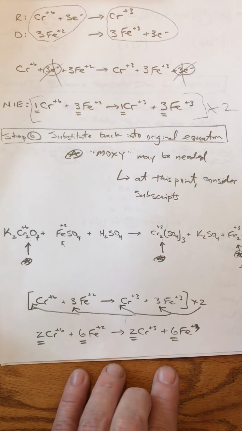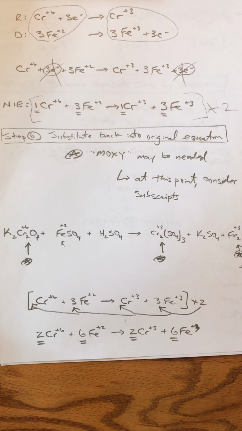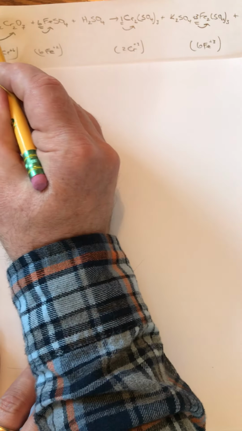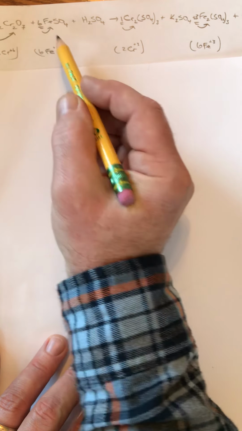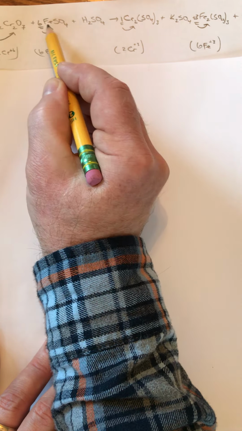So these are the numbers that I'm going to need to make this work out in the context of my original equation. All right, well, I need 2 chromiums in the +6 state. I'm not going to put a 2 out here. I'm just going to put a 1 out there. That would account for both of them. I need 6 of these irons in the +2 state, so I'm going to put a 6 out in here. They only come in 1s.